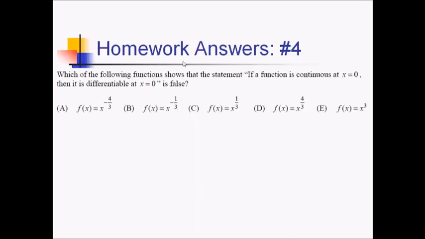For this problem, we want to know which of the following functions shows that the statement, if a function is continuous at x equals 0, then it is differentiable at x equals 0, is false. So we have 5 different functions here, and we're basically trying to figure out one that is continuous but not differentiable at x equals 0. So the quick way to do this is if you know what these look like. Continuous but not differentiable, there's really only 2 ways you end up with that. That is if you have a pointy part of the graph, like a cusp or a corner. The other way you could get that is if you have a vertical tangent.